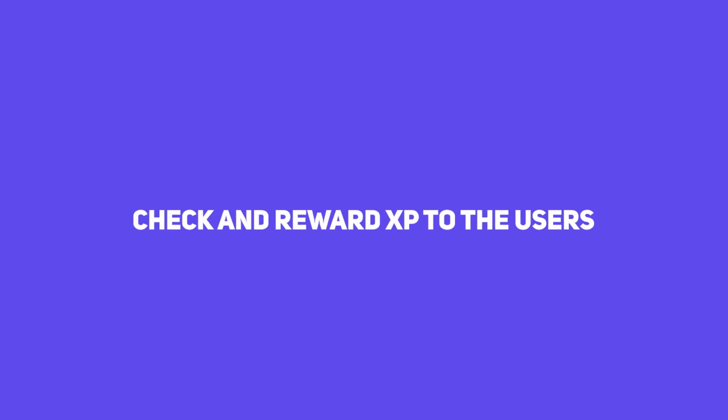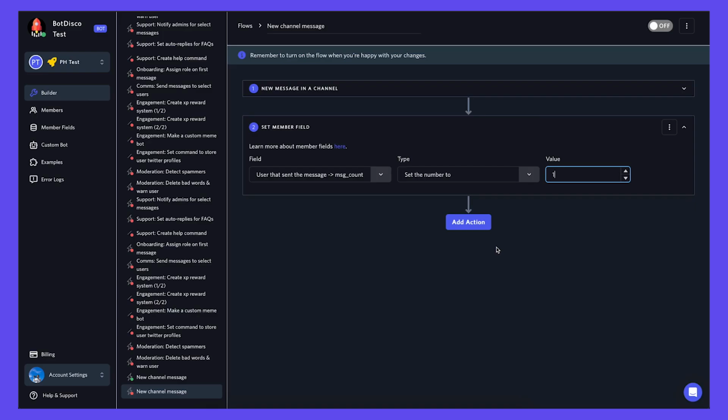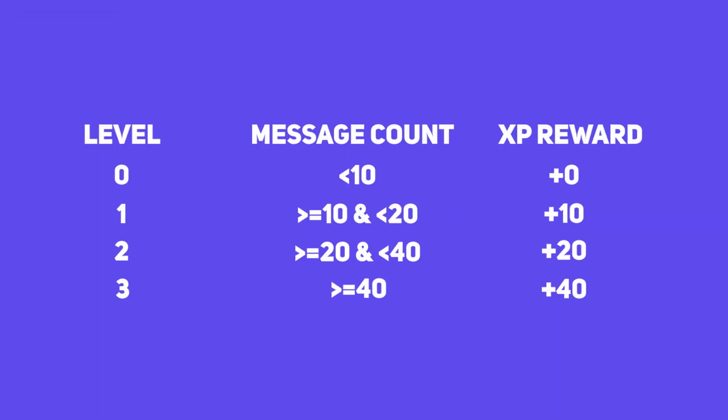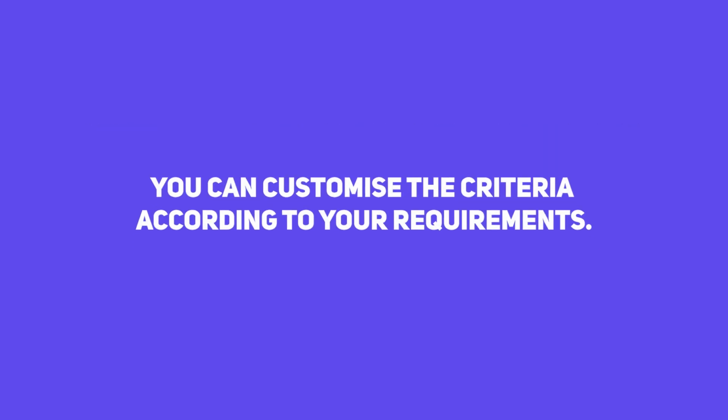Step 4. Check and reward XP to the users. Now to check and reward the XP to the user, we need to create an action that checks the message count of the user and rewards it on completion of certain levels. For that, we will create a tier-based system for the number of messages sent by the user. We are using the criteria as shown on the screen. You can customize the criteria in your own way.